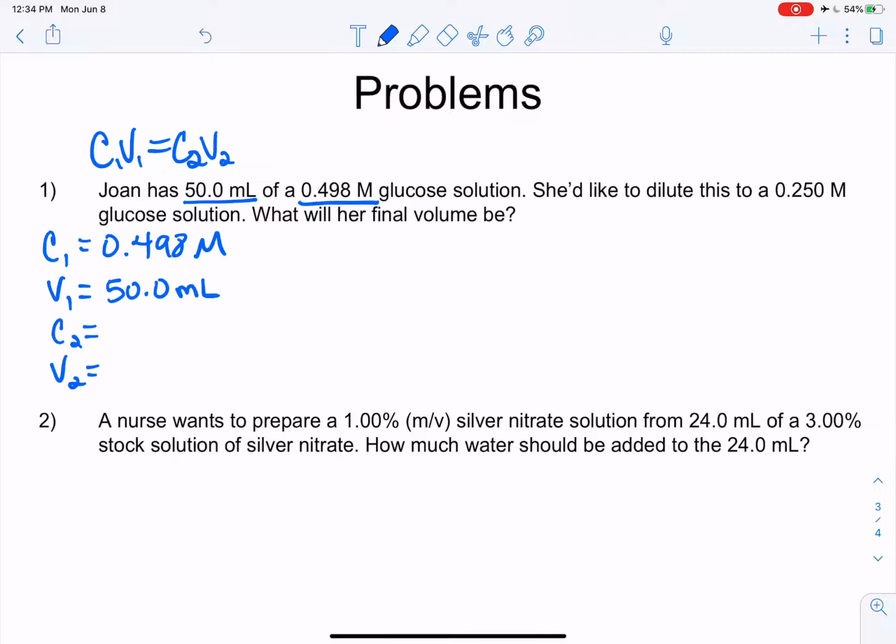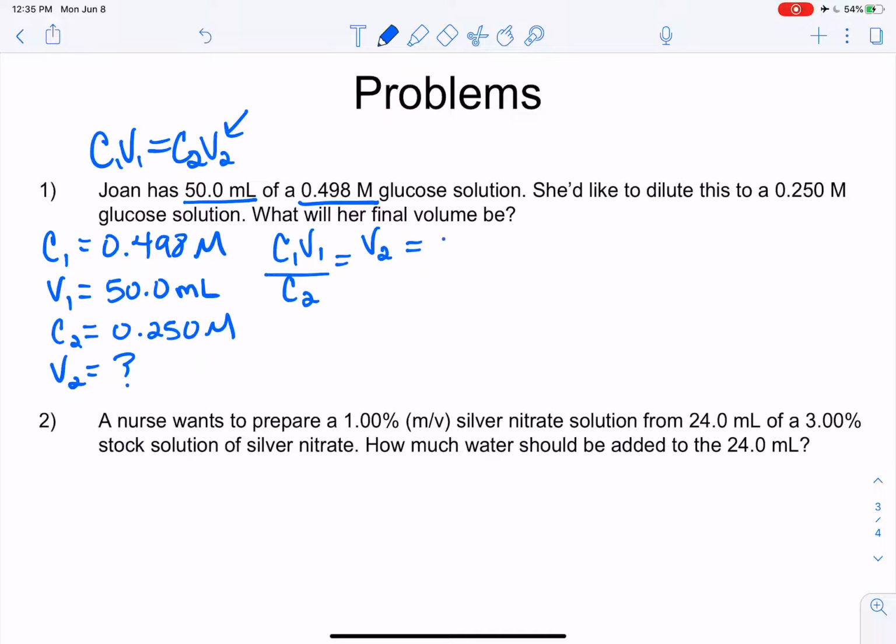And she wants to dilute this to 0.250 molar. So the question is, what is the final volume that the solution is going to have if we add DI water and make it into a 0.250 molar solution? So we have to solve for V2. So we're going to have C1 V1 divided by C2. That's going to be V2. And then all we have to do is plug and chug.